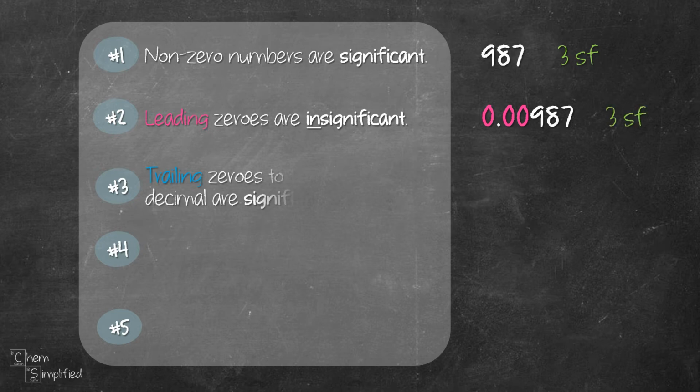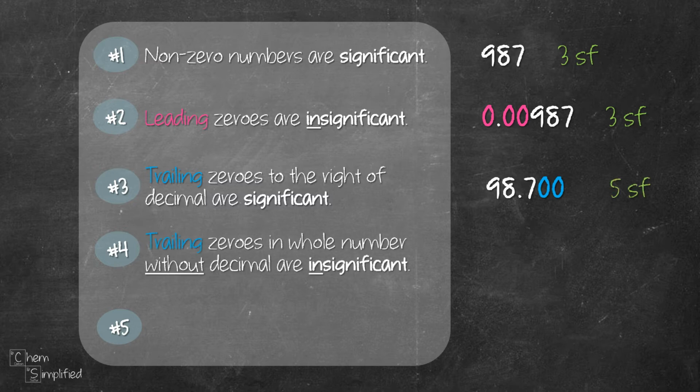The third rule, trailing zeros to the right of the decimal are significant. In 98.700, the 2 zeros that appear after the decimal point are the trailing zeros and they are significant. That means we have a total of 5 sig-fig.